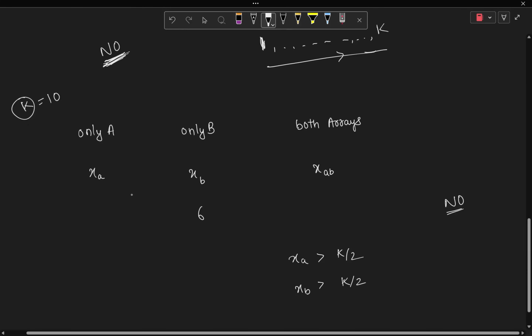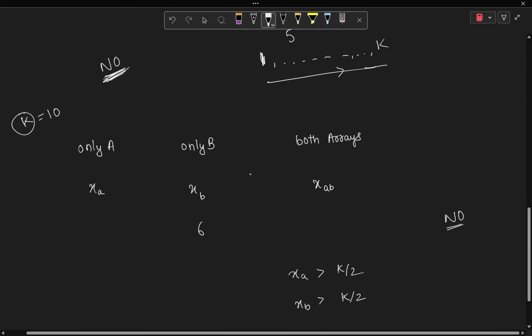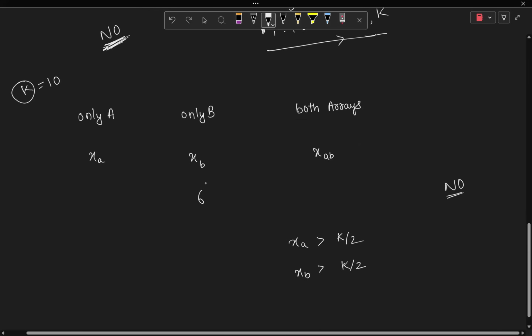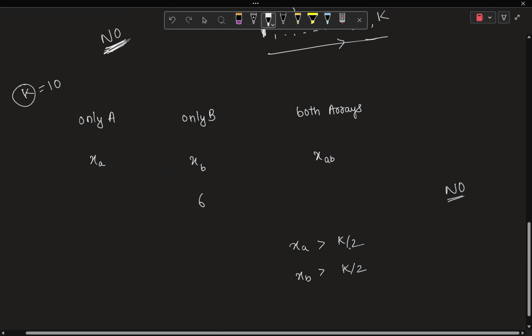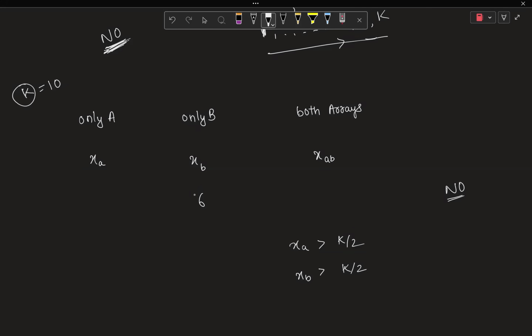And the next thing which we observed here is, if the number of elements which are coming up in only one of these arrays, let us say xa and xb, if any of them is greater than k by 2, then in that case, since I can pick up only k by 2 number of elements from both of these arrays, I will have to miss at least one of the elements which was coming up in only one of these arrays. So I will definitely have the answer as no, right?